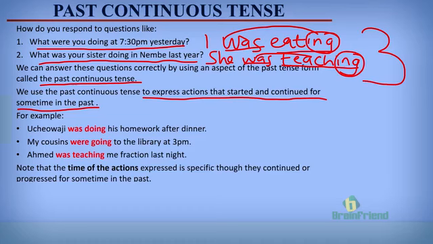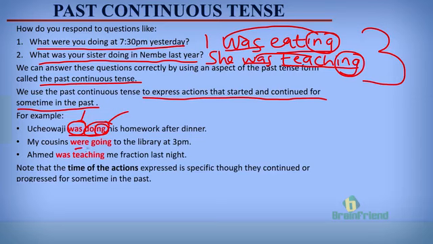Now let's look at some examples to further illustrate the past continuous tense. Ucheowaji was doing his homework after dinner. Was. Doing. Was is the past tense form of a be verb, and doing is the present participle form of the verb do. That's why it ends in ing.